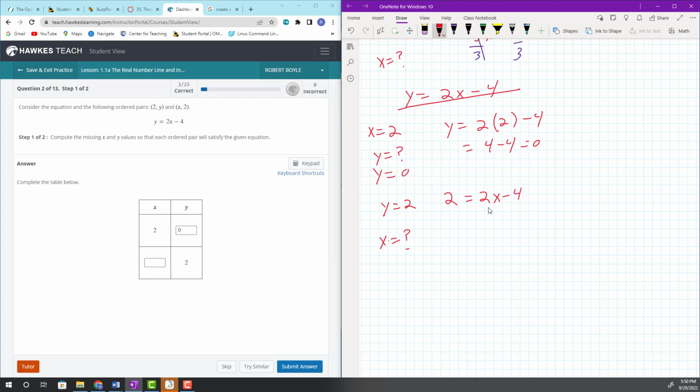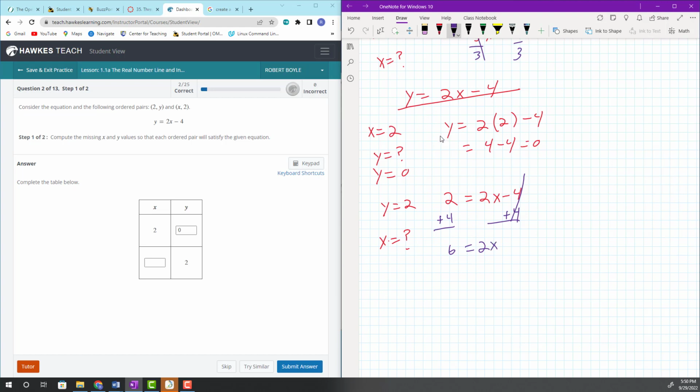Once again, we want to get x by itself. That means we need to move the negative 4 term to the other side. We can do that using addition. Plus 4 here, plus 4 here. 2 plus 4 is 6. These cancel. We have 6 is equal to 2x.